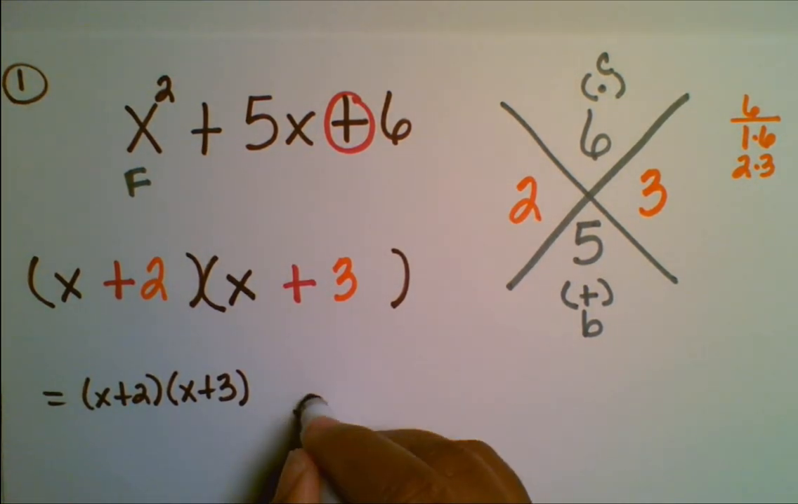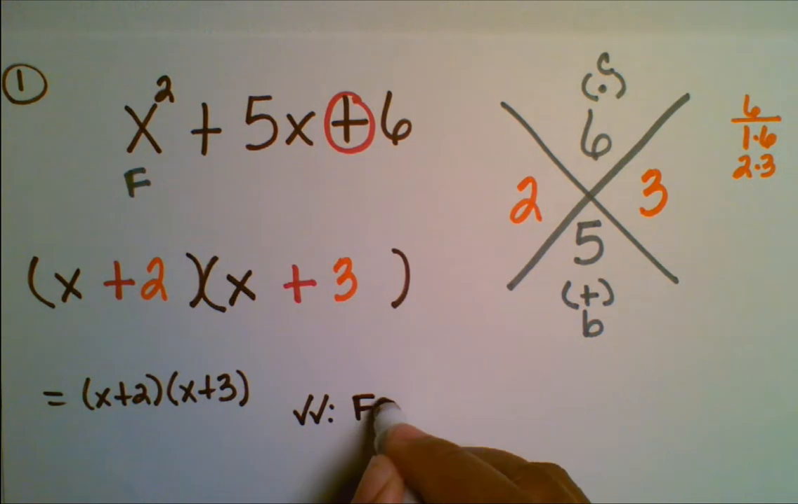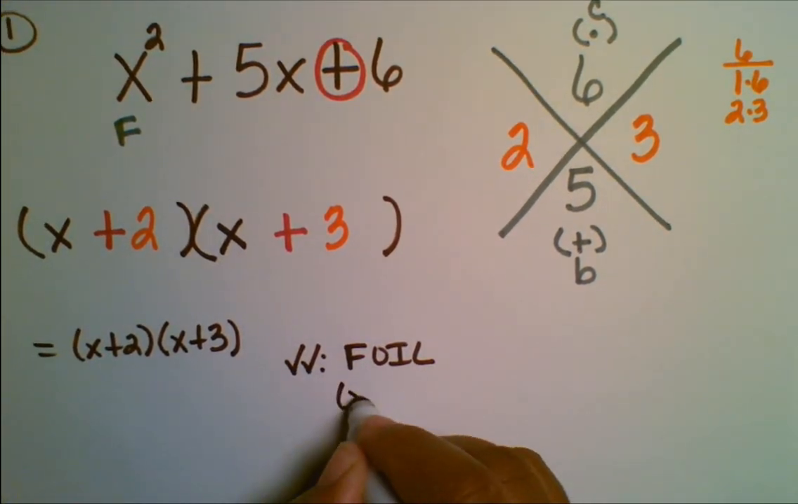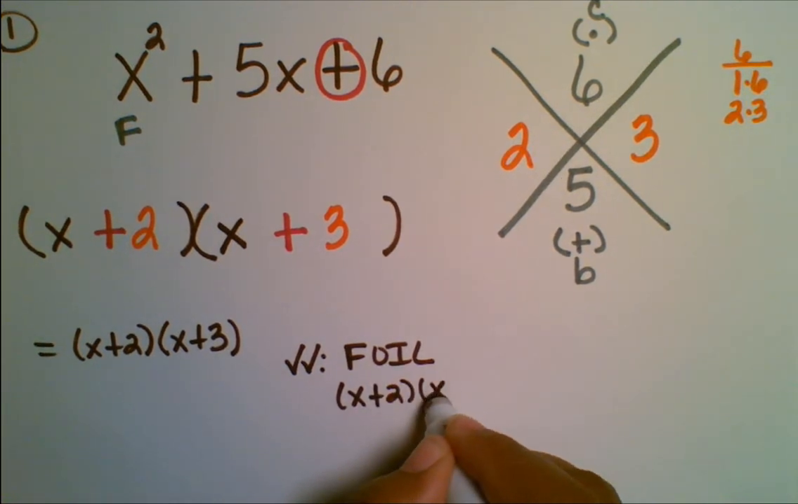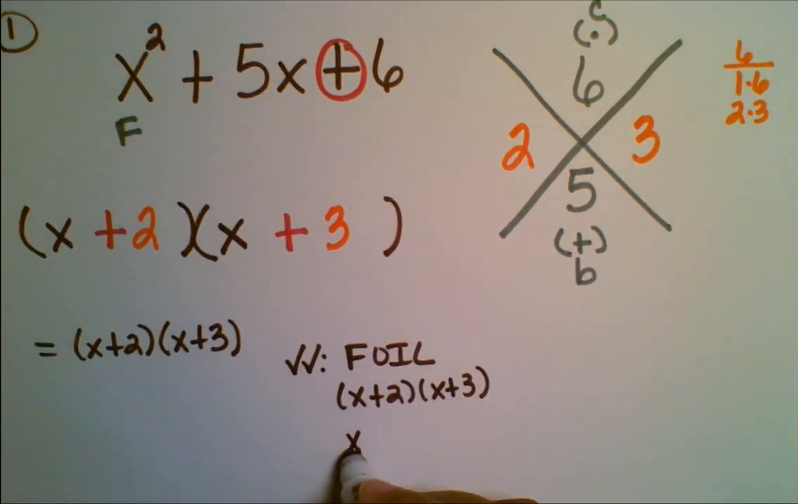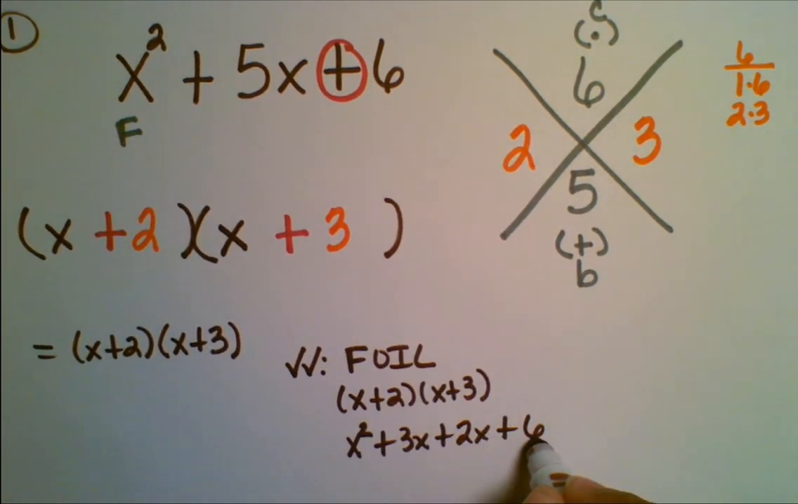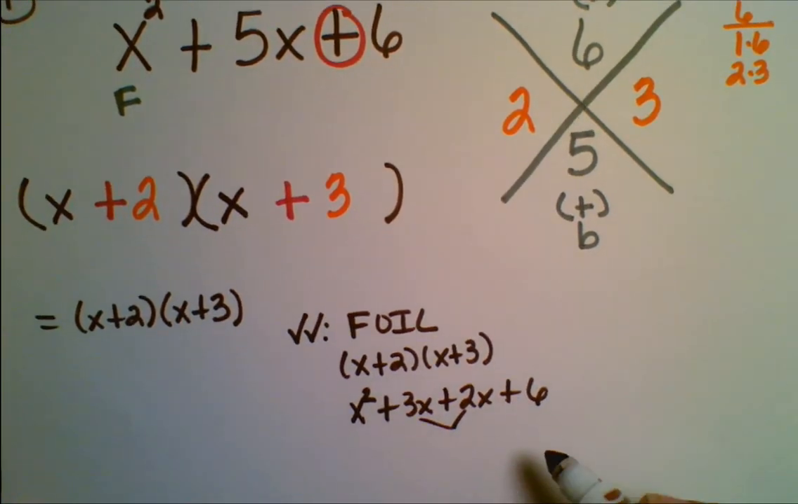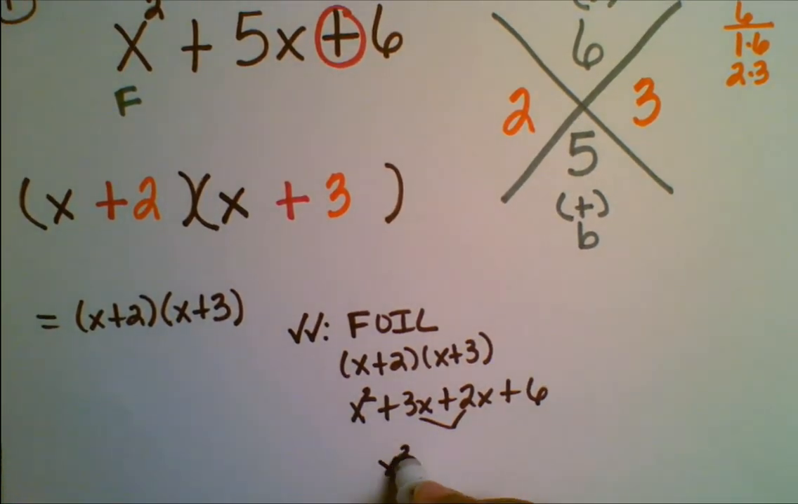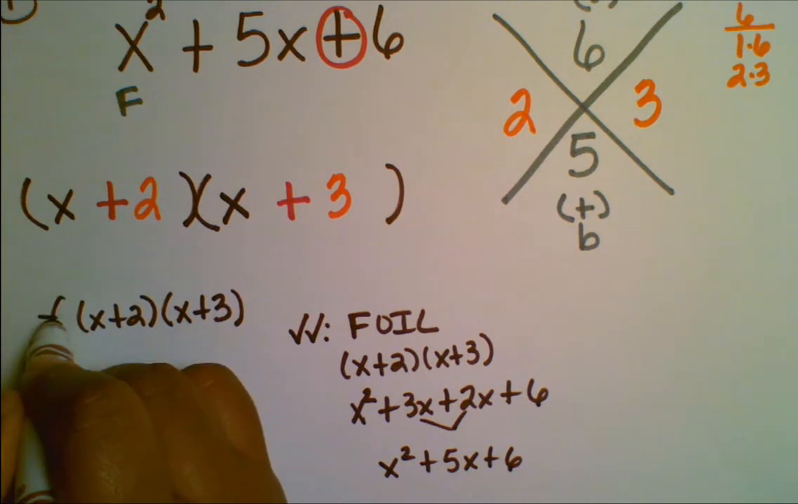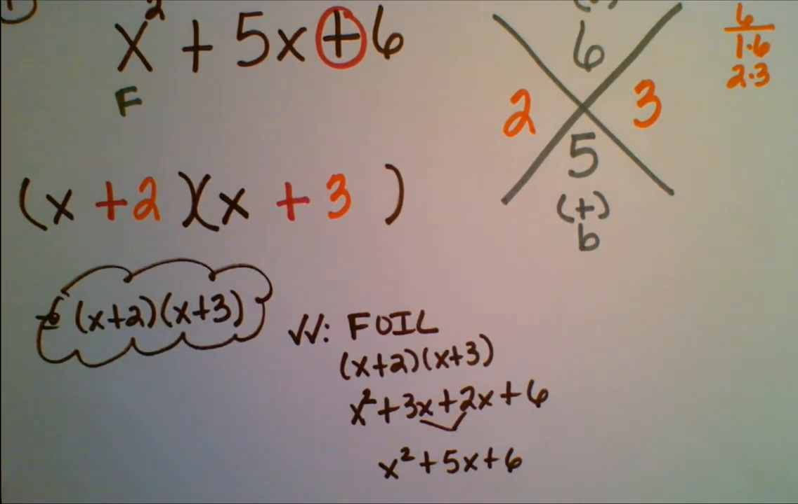Now to check our work, we FOIL. We have x squared plus 3x plus 2x plus 6. The middle terms we add together, we have x squared plus 5x plus 6. So this is our original question. So our solution is x plus 2 times x plus 3.